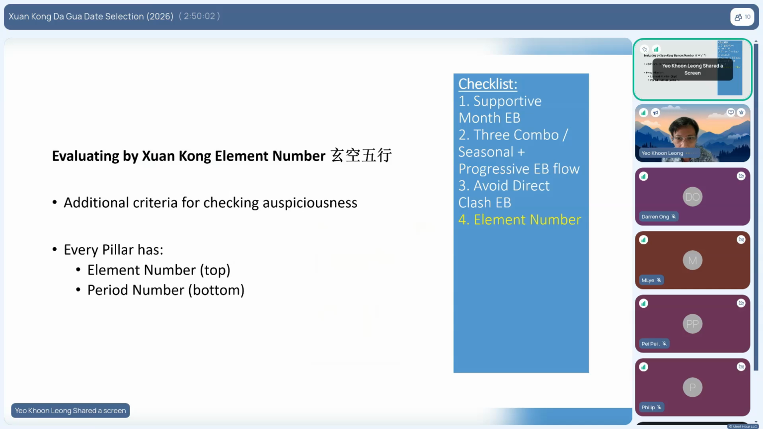Okay, just now we talked about using the earthly branches, the seasons and the sun to check whether the date is auspicious. Now we go one level deeper. We use the 悬空 element number. That means the upper row, that one. Every hour, day, month and year pillar comes with its own element number and period number. Remember that? The upper row and the bottom row. Now we're going to evaluate the upper row.